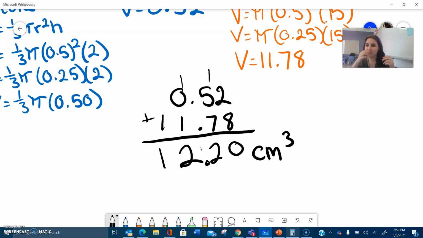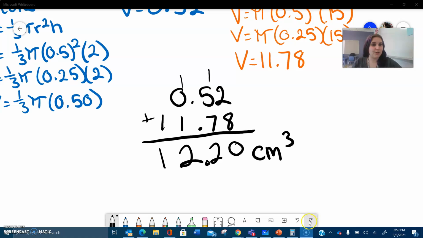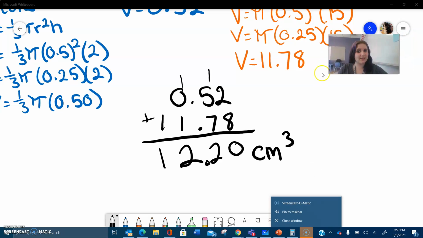So the main idea is to find the volume of each part and then add them together. This is just one example. In some problems, you might have to subtract them if they're going into each other, but for this example, they are added.